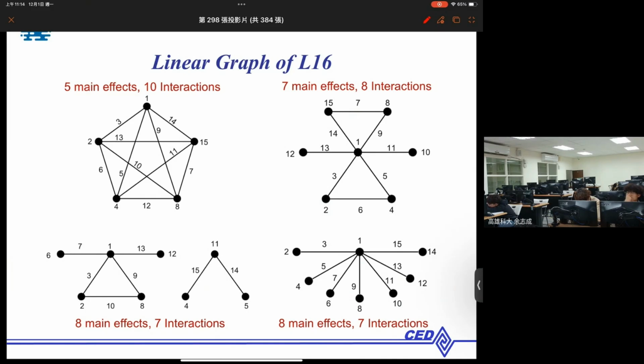Here, you can only analyze 7 interactions. But if you choose this linear graph, you can analyze 5 main effects, but here you can analyze 10 interactions. So if you want to have more interactions, then you will not have as many main effects. Okay?